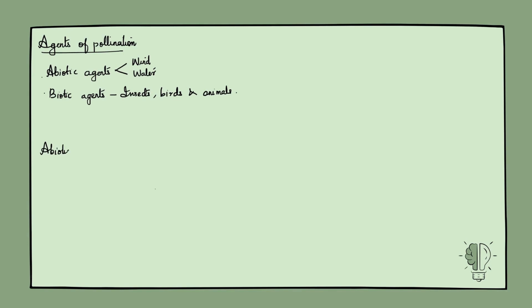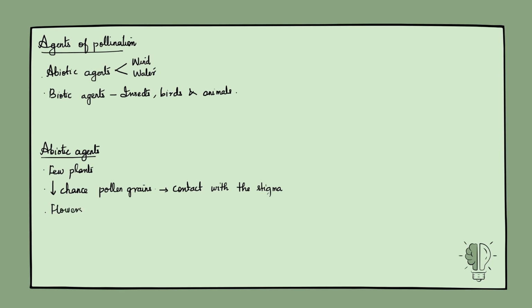Now, in the case of abiotic agents, only few plants use abiotic agents for pollination. This is because it reduces the chance of pollen grains to come in contact with the stigma. All right. Now, in order to meet this uncertainty or loss of pollen grains, the flowers produce large amount of pollen compared to ovules available for the pollination.